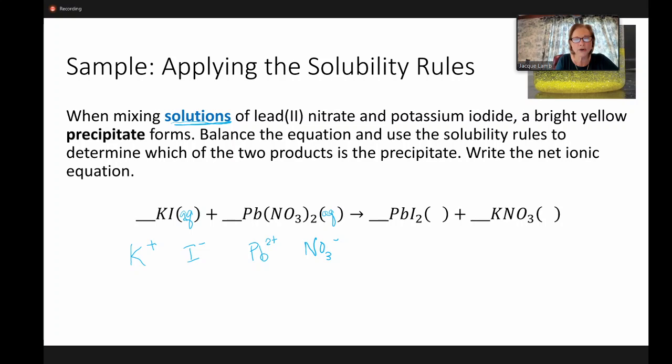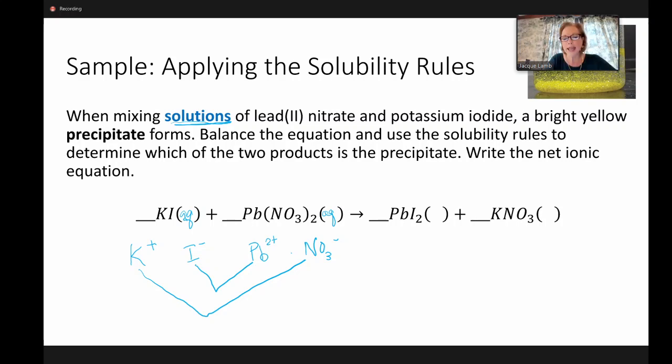The only way you form a precipitate is if the anion from the first compound goes to the cation of the second compound, or the cation of the first compound joins with the anion of the second compound. It's called a double displacement reaction because my cations and anions are switching partners. They're just going with the counter ion from the other compound. And so I'm looking at lead iodide and potassium nitrate to see if those form insoluble compounds.